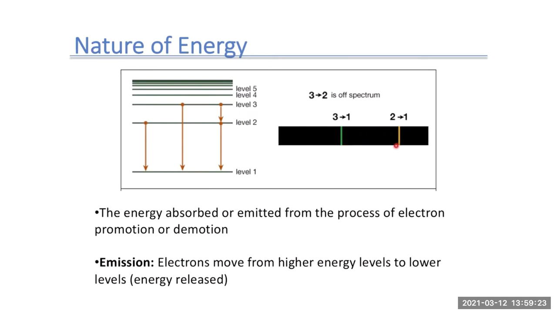Going from 2 to 1 releases it as a yellow light, as a yellow wave. Going from 3 to 2, that happens to be off the visible spectrum. But we'd still be able to calculate what that energy is using the equation we just saw. And so you can see when we look at an emission spectrum, we only see lines of color for the allowed transitions, for the allowed energy emissions.